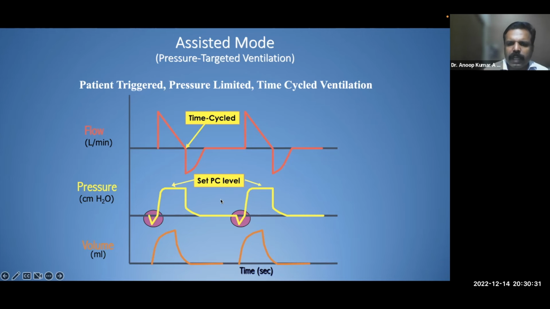So the patient is allowed to breathe in assist control mode also, just like SIMV mode, but there is nothing like a limited breath in a control mode. In every part of the respiratory cycle, the whole cycle, the patient is allowed to breathe, but the pressure or the volume, depending on the control you are setting, is always constant. It does not vary.